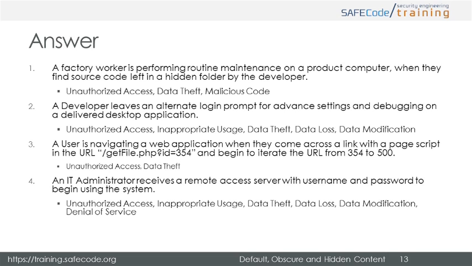The next problem. A user is navigating a web application and comes across a link with a page script in the URL: /getfile.php?ID=354. The user iterates the URL from 354 to 500 and is able to view content not intended for his use. The risks are unauthorized access, because these files are not intended for this user to access, and data theft. The user can download and share the file contents with others.